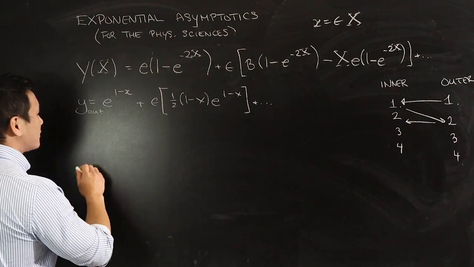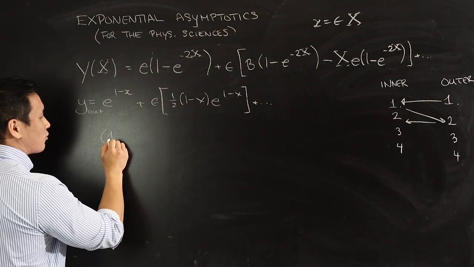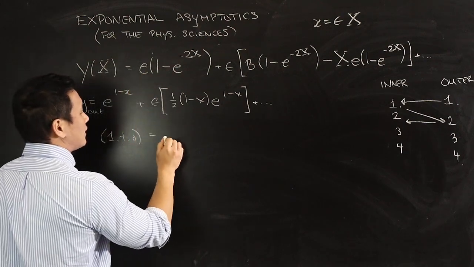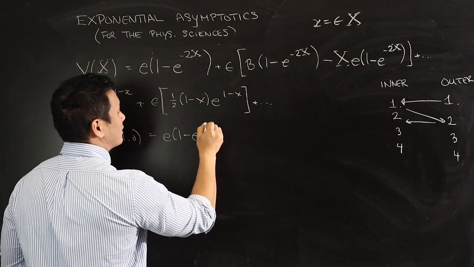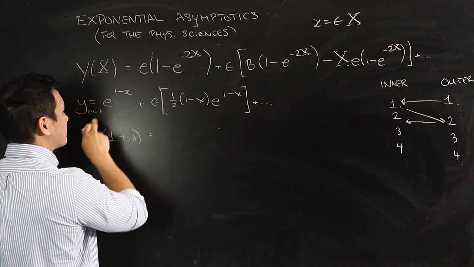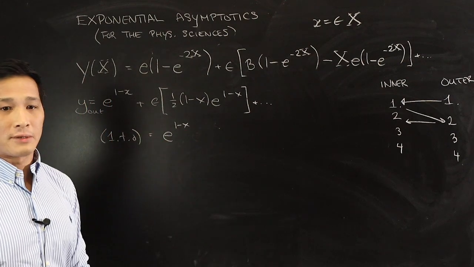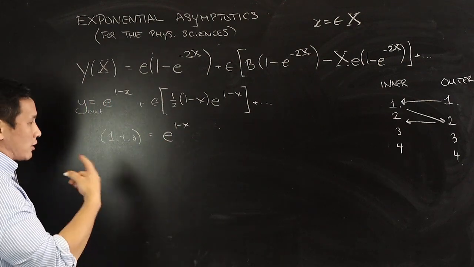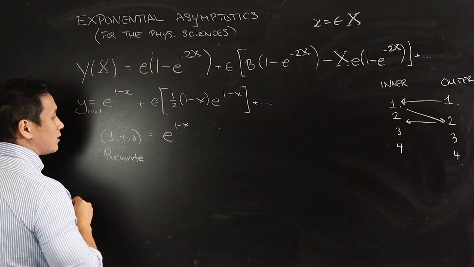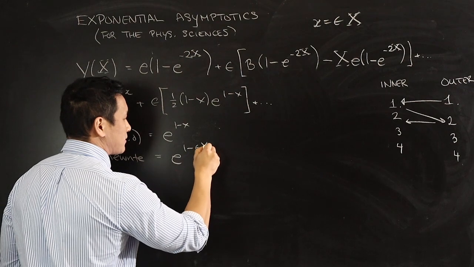But in any case, if I apply the first iteration of Van Dyke's rule, I would take the one term outer approximation. That's e to the 1 minus x. That's my one term outer approximation. I then rewrite that in inner variables. So that's e to the 1 minus epsilon times big X.